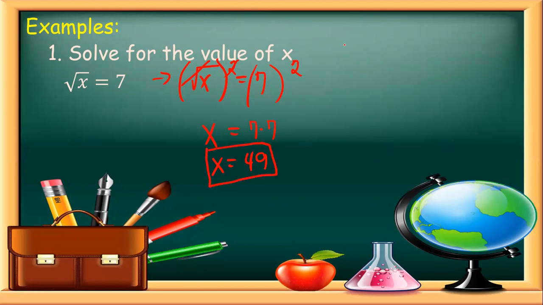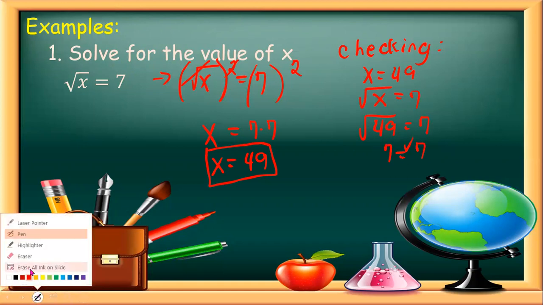Next, let's check if our answer is correct. By checking, you are going to substitute our answer into our original given. Since x is 49 and our given is square root of x equals 7, substitute 49 into x. The square root of 49 is 7, and that is equal to 7. That's how you check if your answer is correct.